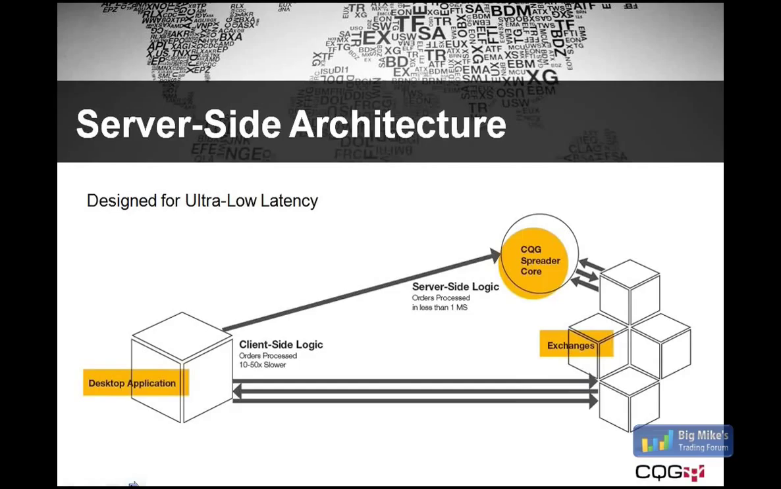Now with CQG's server-side logic, these orders are processed in less than a millisecond. The CQG spreader core sits proximal to the exchanges, so your logic actually sits on our spreader core. We're monitoring market data, let's say in a two-legged spread, very close to the exchange, and once you're filled in a primary leg, we're able to send in a balancing order in most markets in less than a millisecond. Of course, market activity, volatility and such has an effect on this.